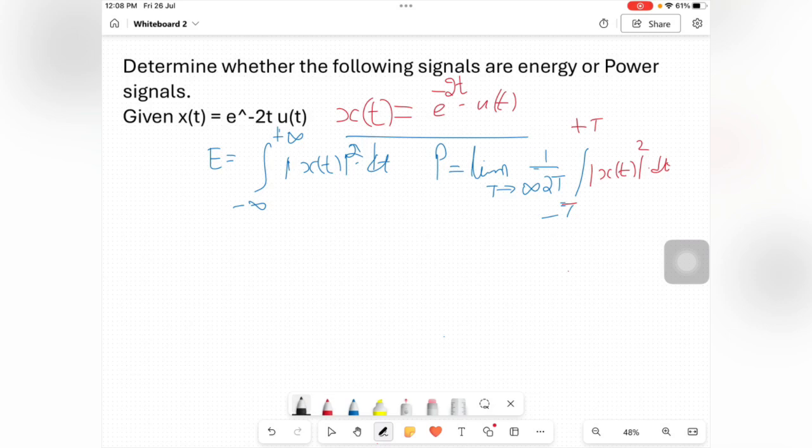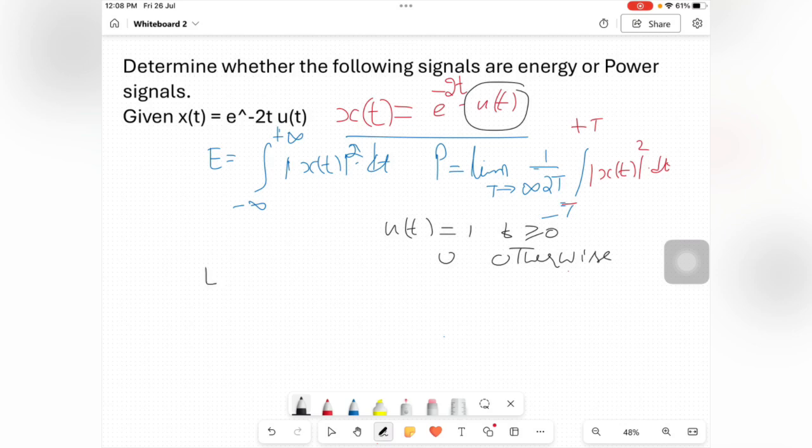So now let us consider the energy signal first. What is u of t? It's a unit step function. The value of u of t is equal to 1 whenever t is greater than or equal to 0, otherwise 0. For negative t it is 0. Therefore the limits minus infinity to plus infinity become 0 to infinity.